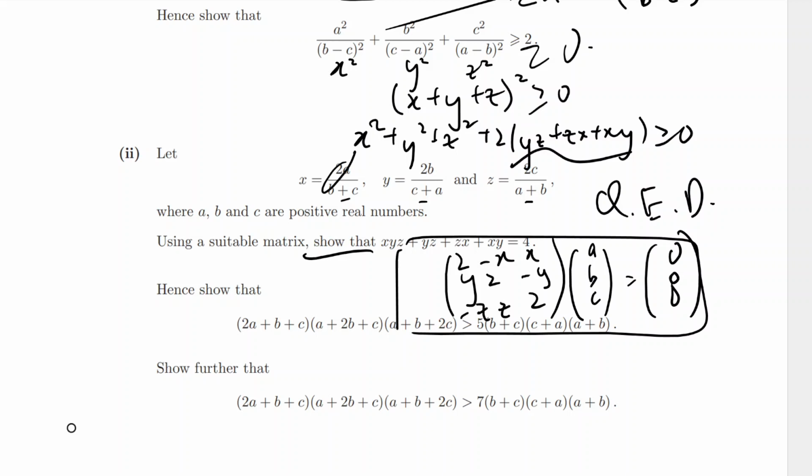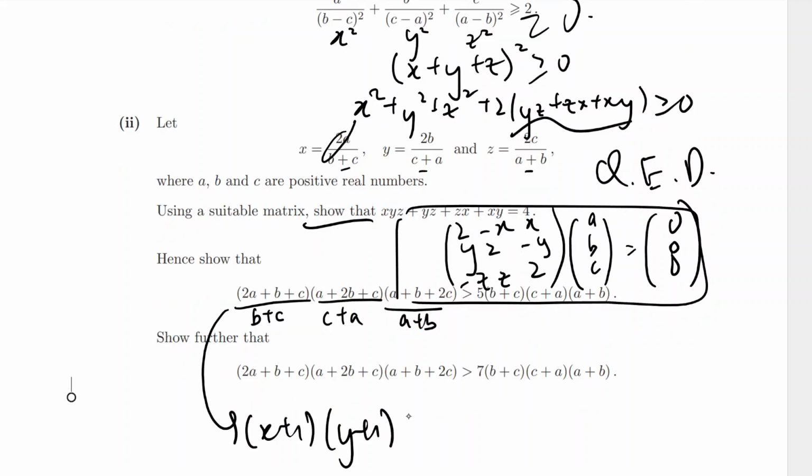Well, let me divide b plus c here. Let me divide c plus a here. And let me also divide a plus b here. What are these things? Tell me, what are these things? This is just x plus 1, y plus 1, z plus 1, right? And I want to show that it's greater than 5.